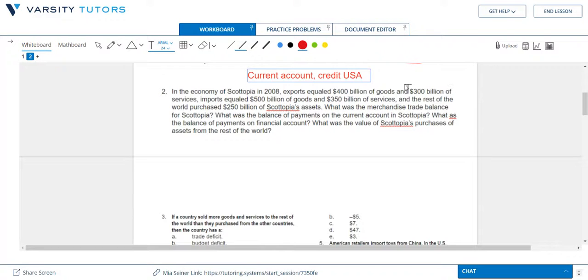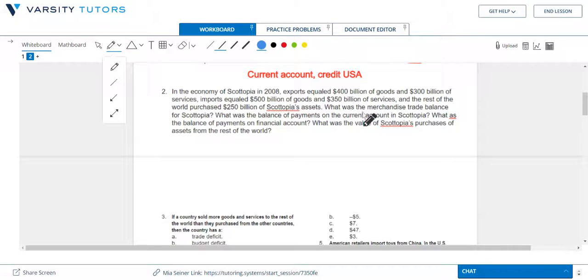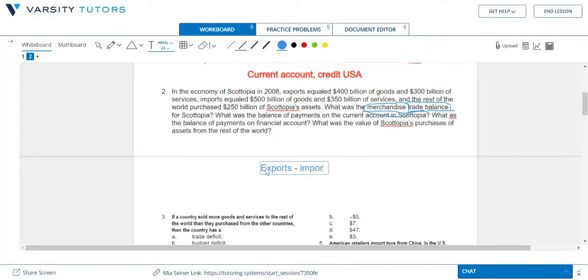So the next question goes into this Scotopia. It's a fictitious economy. It's going to ask us a couple of questions, and I'll try to take them piece by piece. This idea of a merchandise trade balance. I've never really heard this term merchandise before, but the trade balance is certainly exports minus imports will give us the trade balance.